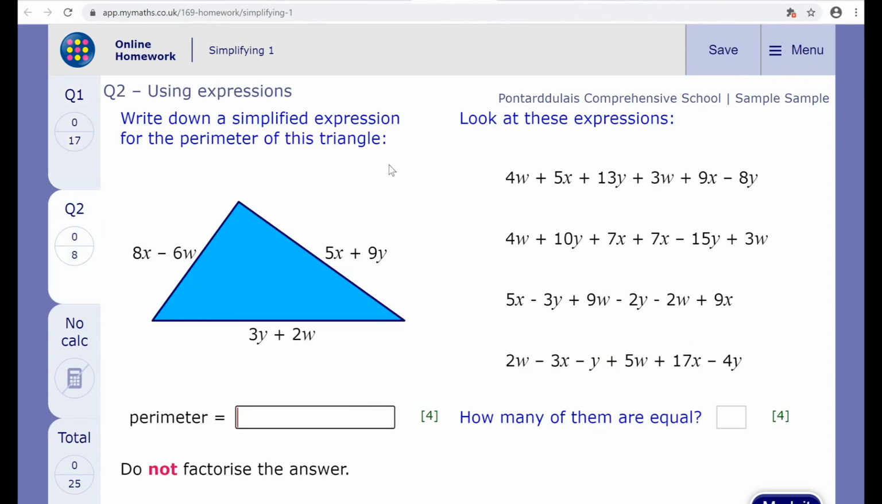And then here is more of an extension question. So if you do find that difficult, that's fine. Just give it a go and then click mark it and we can see how you've done.